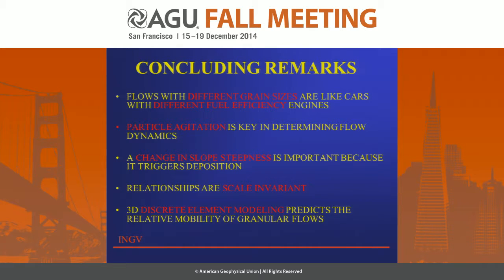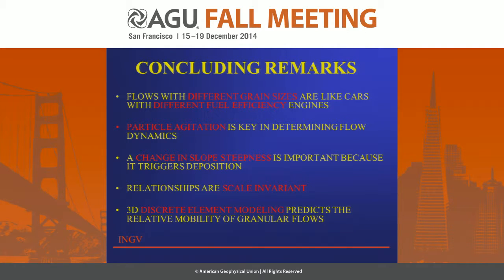Just a few concluding remarks. We can say that flows with different grain sizes are like cars with different fuel efficiency engines. If we change the grain size of the flow, then we dissipate less energy per unit of travel distance. Particle agitation is key in determining flow dynamics, and particle agitation is a function of the number of particles, which is another key parameter.